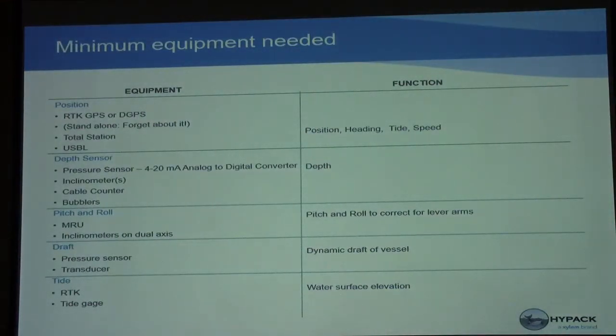And this goes through the minimum equipment needed. All right. So the most important thing is GPS, right? So RTK GPS to me is the most important thing to have on a dredge. Then you have to have a device to measure heading and depth. So those are the three basic requirements to fulfill a successful dredge in its position.